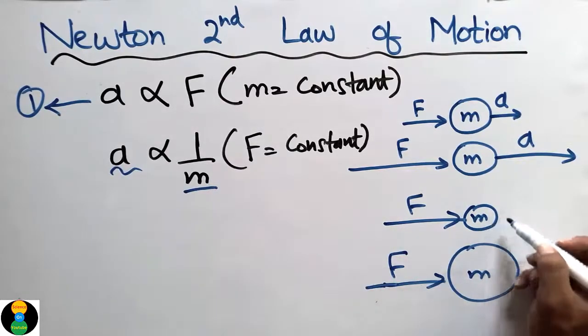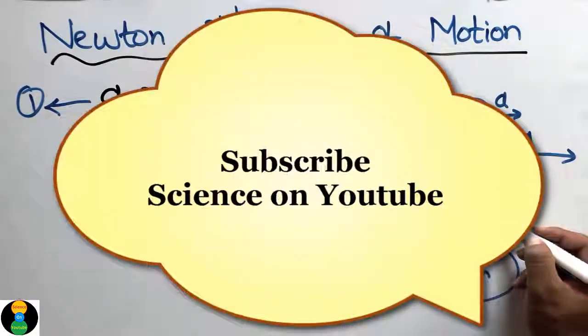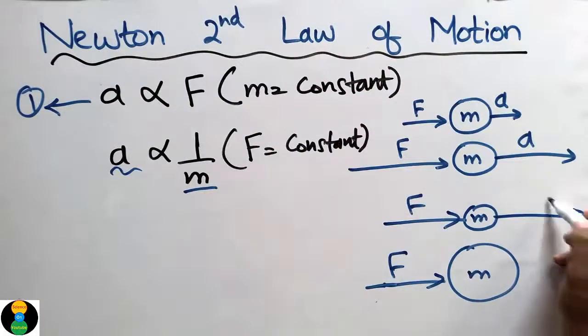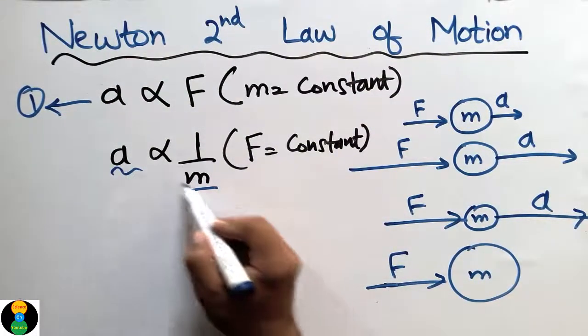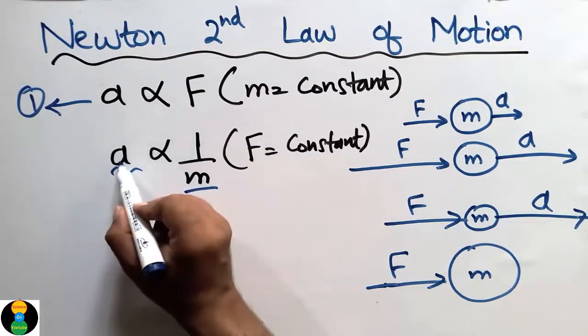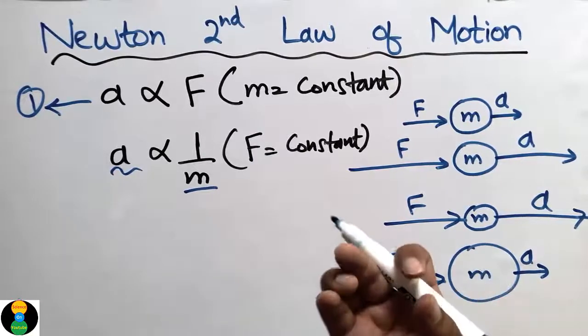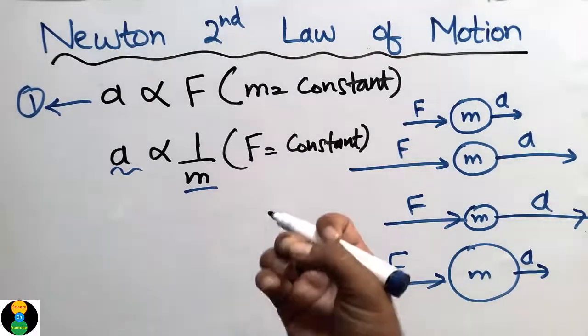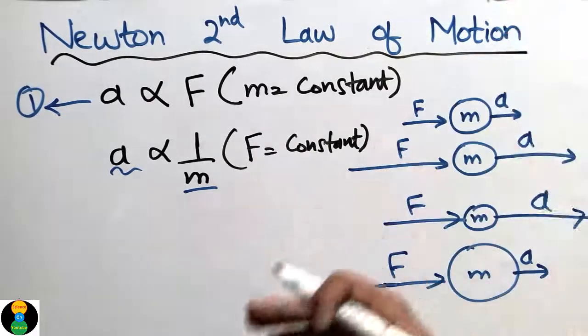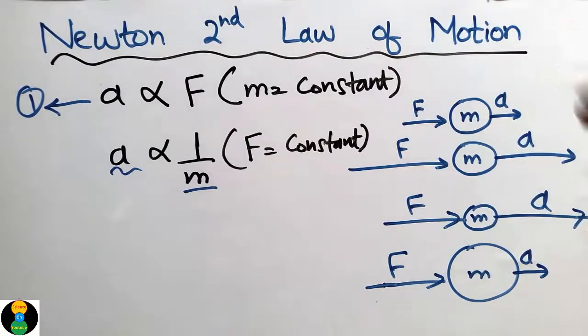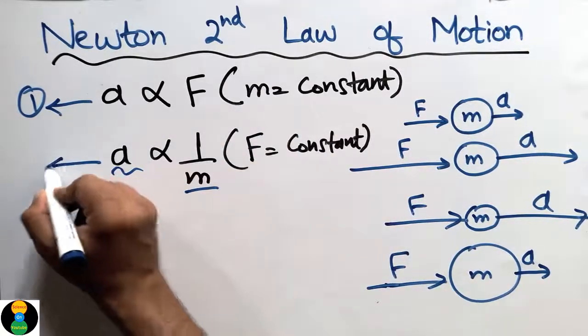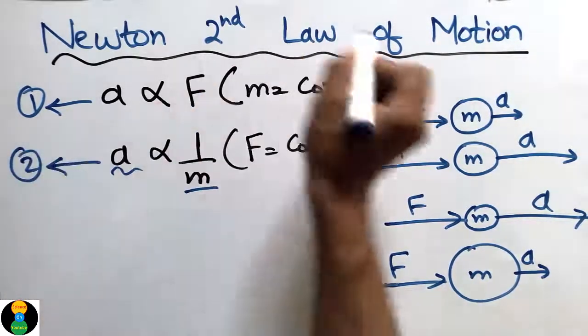If there is a smaller mass, it will produce a larger acceleration because it is an inverse relation. The smaller mass will produce more acceleration. The larger mass will produce less acceleration. Of course, this is an obvious fact: if a small object is pushed, it will move more forcefully, while a bigger object will produce less acceleration by the same force. So these were the two equations about Newton's second law of motion.